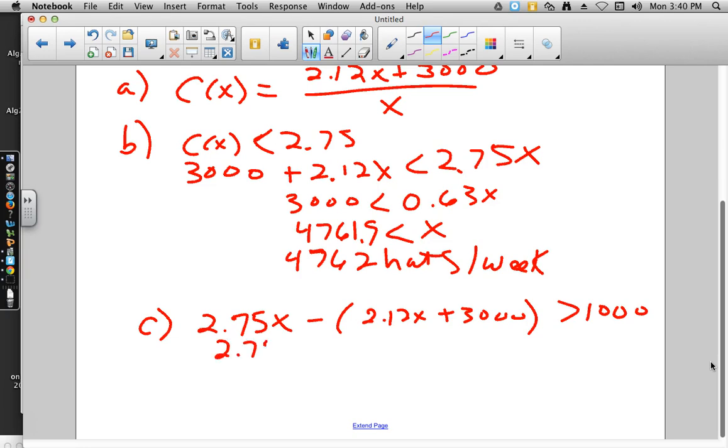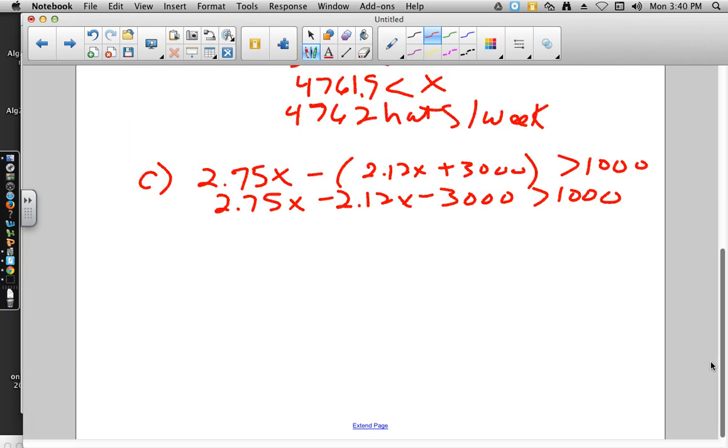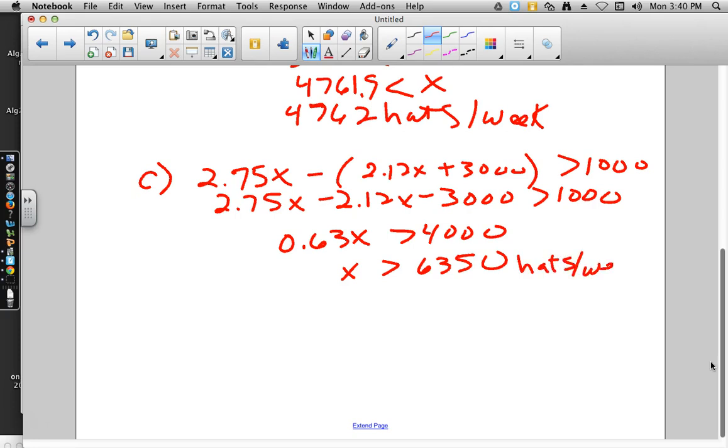So distribute that negative, combine some like terms here. So let's also move that 3,000 over to the other side. And divide. And we will need that to be greater than 6,350 hats per week.